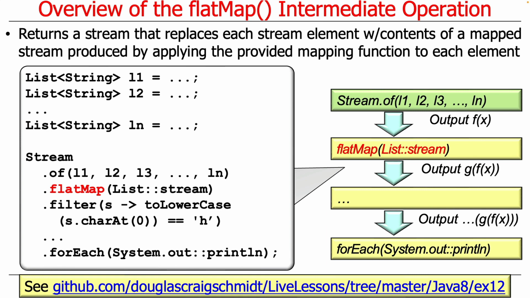This is how you could do this. You could have a bunch of lists of strings, which don't have to have the same number of elements in each one. We make ourselves a stream of them, and then we flatMap it using list stream, and then we can do some other stuff to it. And I actually have an example that shows how to do this in the EX12 project in my Java 8 folder in my live lessons GitHub repository.